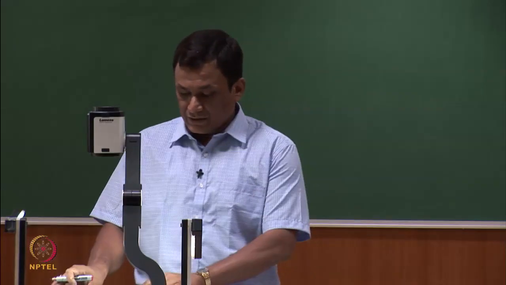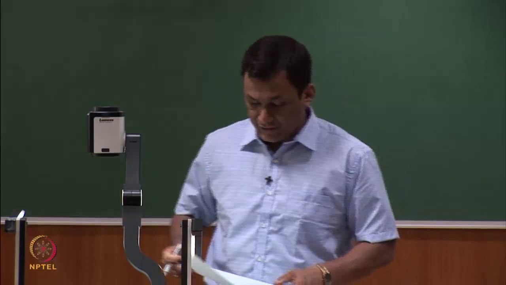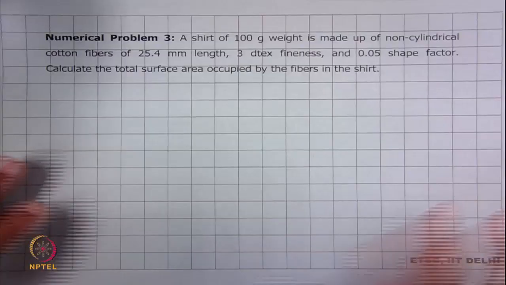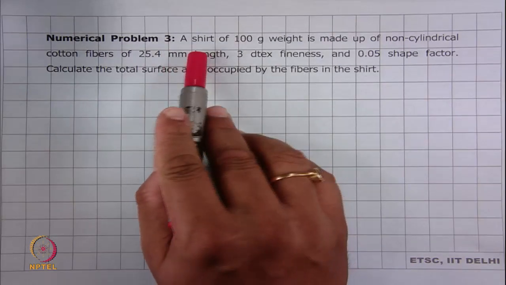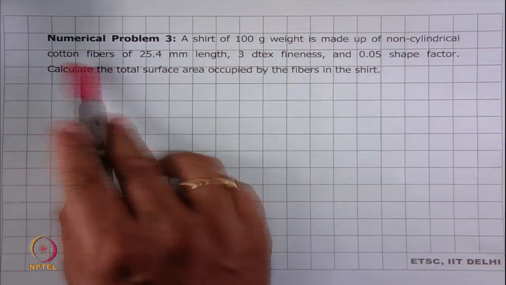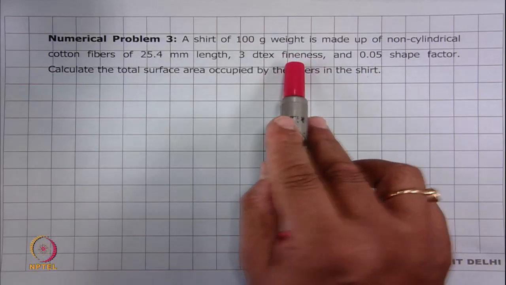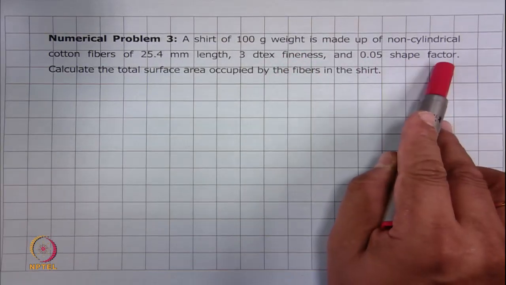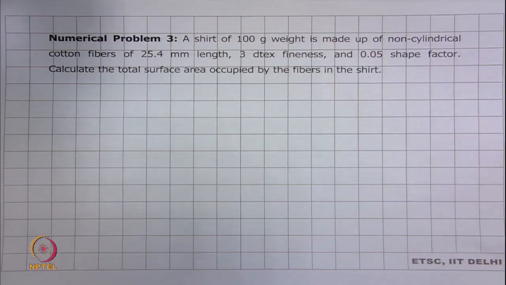All right. Now, we will proceed to problem number 3, numerical problem 3. It reads as follows. A shirt of 100 gram weight is made up of non-cylindrical cotton fibers of 25.4 millimeter length, 3 decitext fineness and 0.05 safe factor. Calculate the total surface area occupied by the fibers in the shirt.